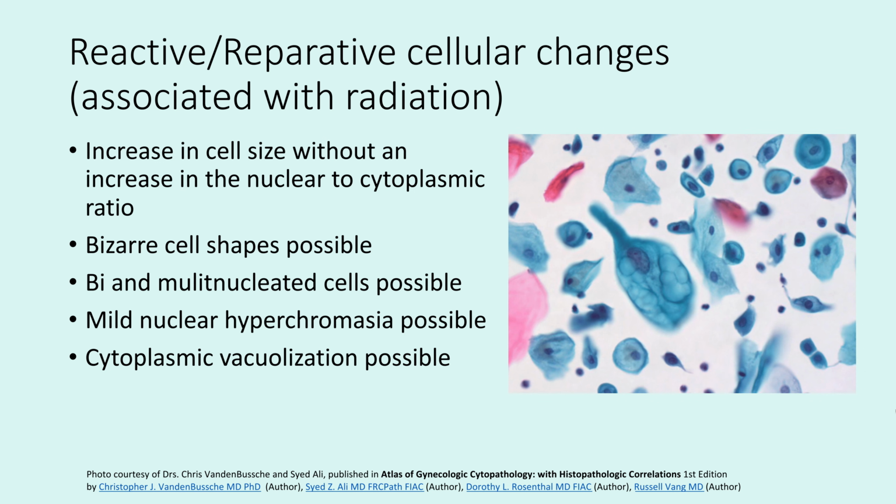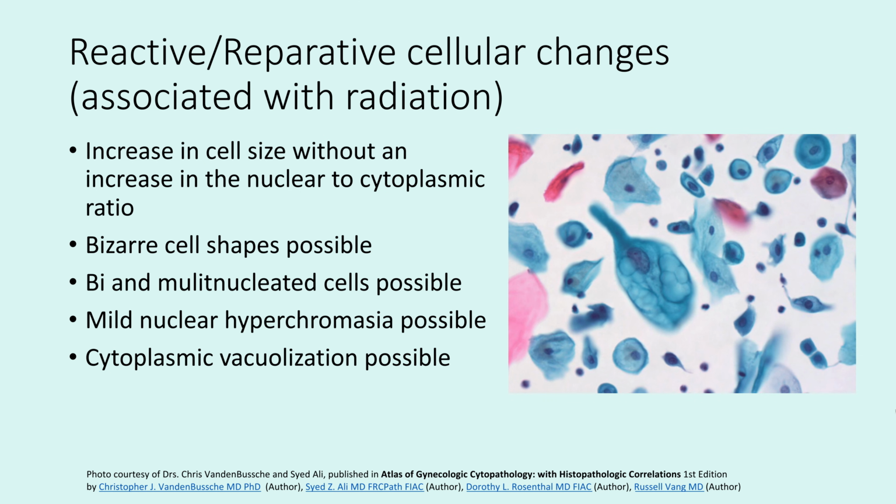This, like other areas of the body that have radiation effect, is associated with an increase in cell size without an increase in the nuclear to cytoplasmic ratio. So they both increase, not just the nucleus. Bizarre shapes are possible. Like in this photo, you can have multinucleated cells or binucleated cells. Mild nuclear hyperchromasia is possible, and cytoplasmic vacuolization is also possible, like noted in this photo.